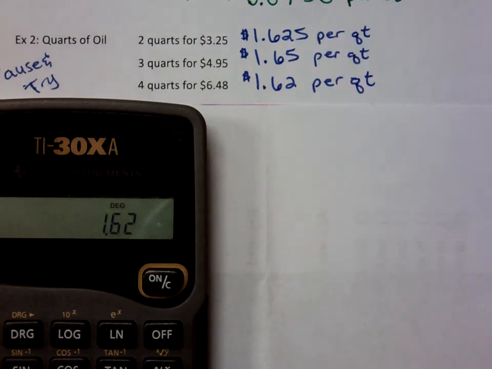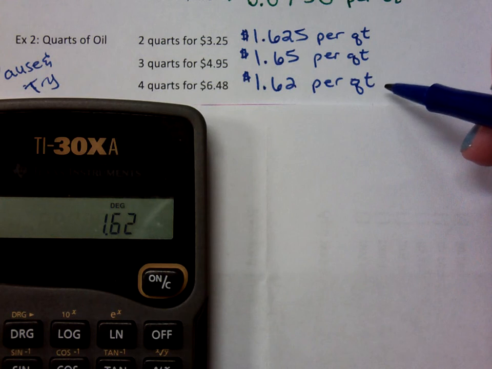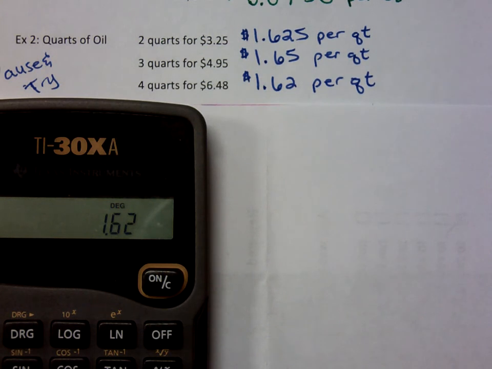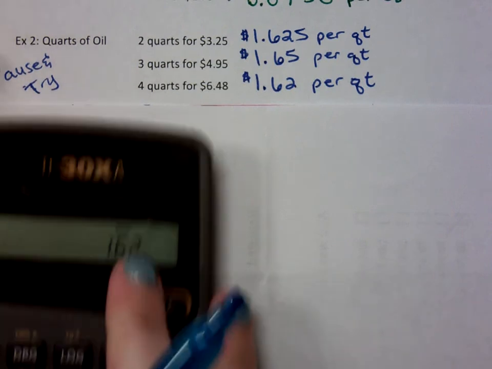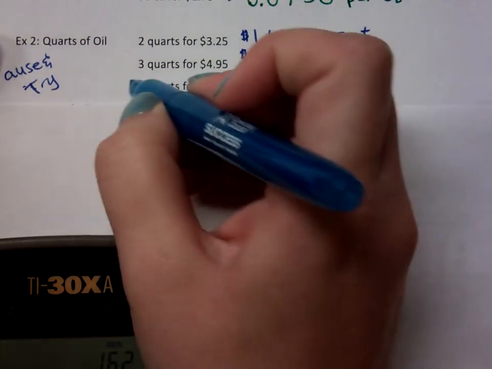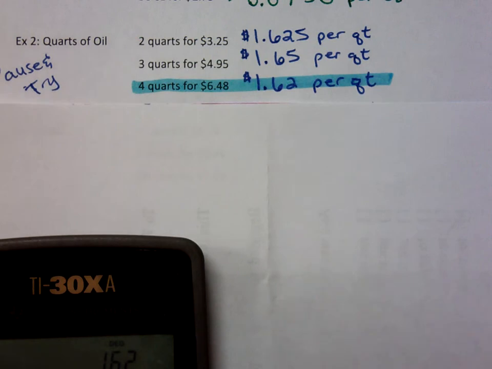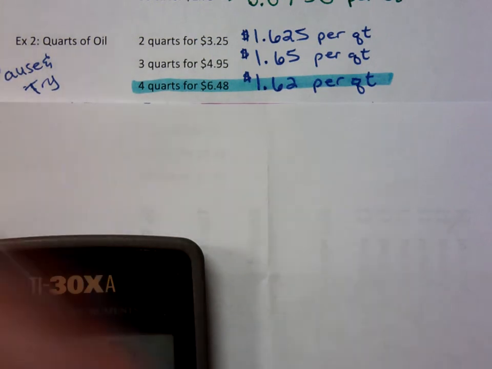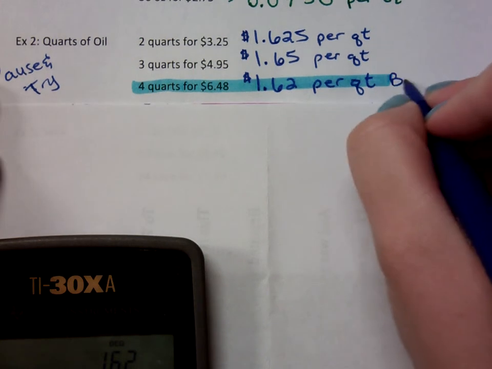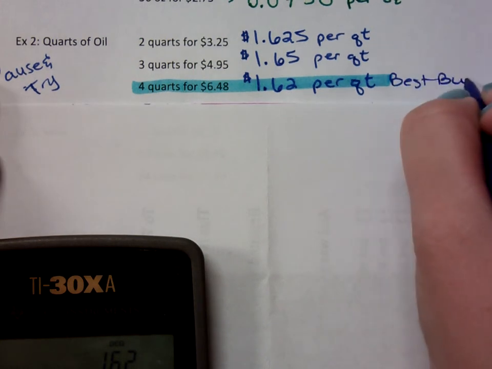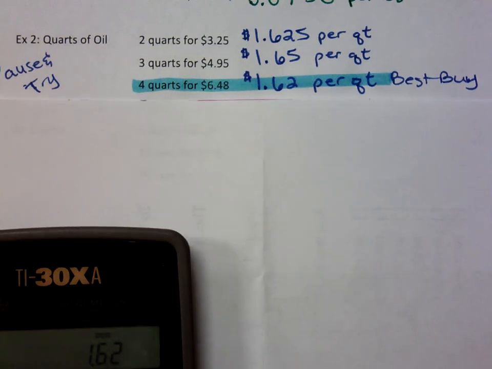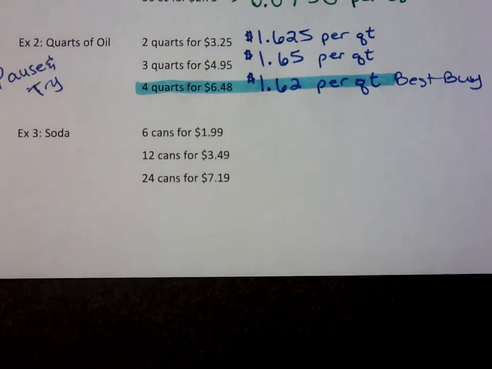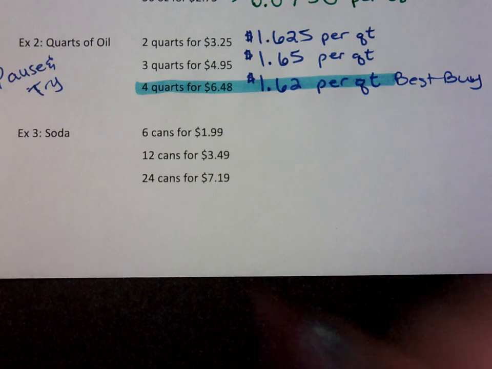So I would suggest writing down each unit rate with as many decimals as you can. And we want to find the lowest one, which looks like it would be 4 quarts for $6.48, because that would only be $1.62 per quart. So there is your best buy out of those 3 options. Same idea with the last one. Go ahead and pause and try example 3 about soda.